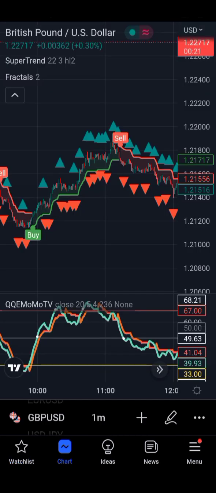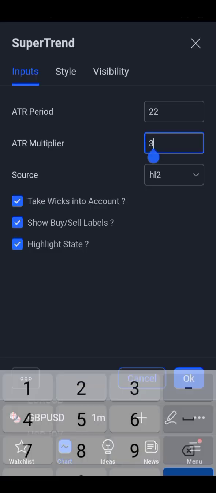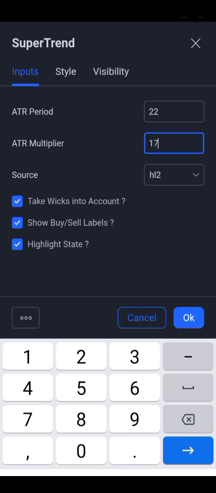Okay guys, now go to the Super Trend indicator settings. So change the ATR multiplier 3 out and add 17. Click on OK.